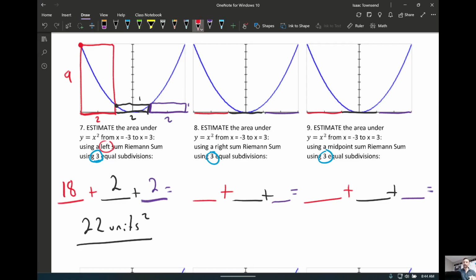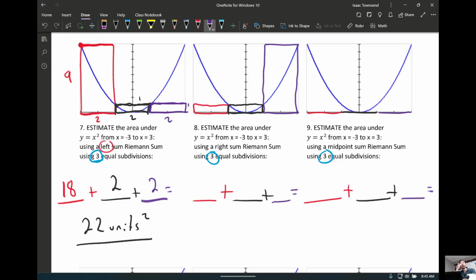So notice left Riemann sum, I took the left x-most value and drew to the right, three times. So for a right Riemann sum, I'm going to do the opposite. I'm going to take the right x-most value and draw to the left, and the right x-most value and draw to the left, and then the right x-most value and draw to the left.